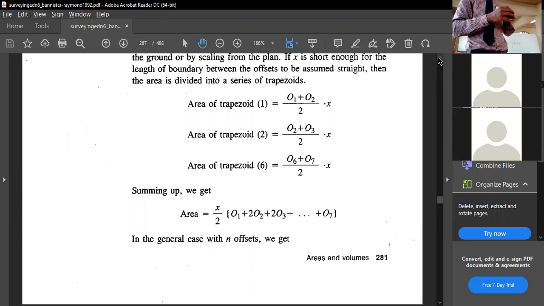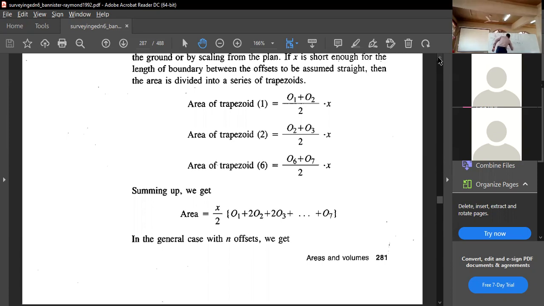So what's the formula between the number of strips and the number of offsets? The number of strips is equal to the number of offsets minus 1. Obviously we all know that the difference is 1. All right, so to calculate the area, I just make use of the formula.